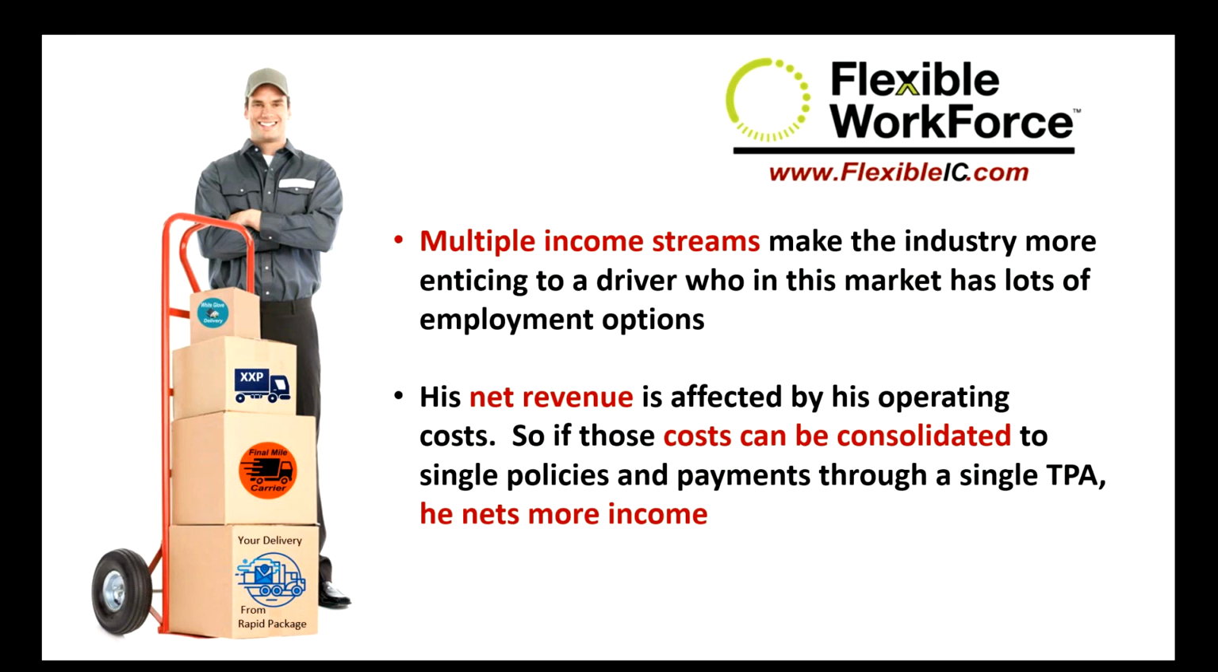So his net revenue is affected by his operating costs. If we can reduce some of those operating costs by condensing them all into a pool where they don't have to get occupational accident from us, and then if they're working for another courier company who's with OpenForce, they have to get their occupational accident because it's not portable. We need to try to get these drivers all into the same platform so that they can work for multiple clients without having to double pay for certain policies. So the more money he makes, the happier he's going to be, and the happier everybody's going to be.